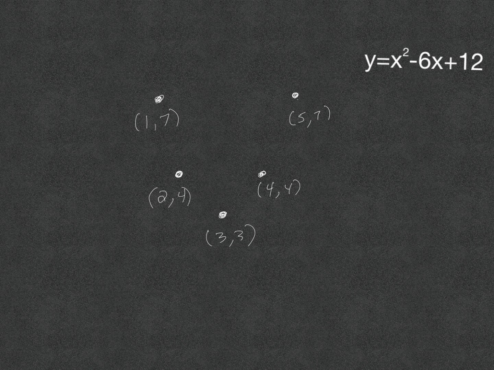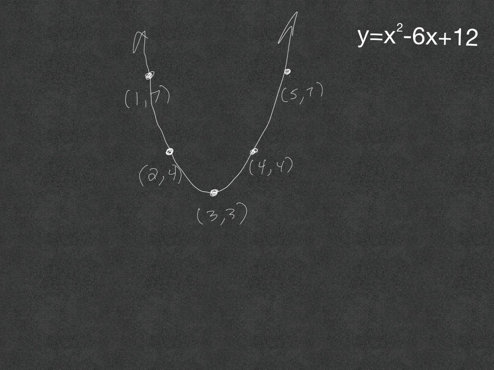Okay? Now, you could just connect the points. You don't have to really get any more points. You can connect the points, and voila, you have your parabola. That's it. It's done. You might not even need the 1, 7 and 5, 7, but if you did need more points, you have those simply by going over a number and then up the square of that number.